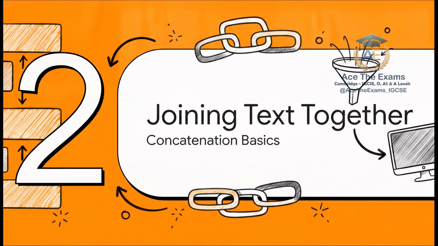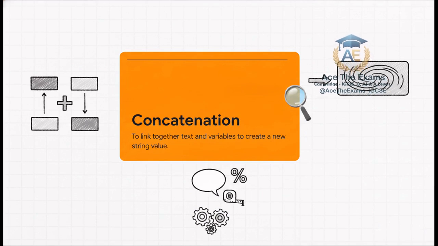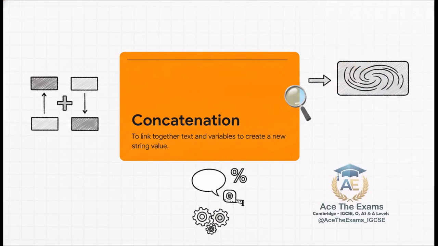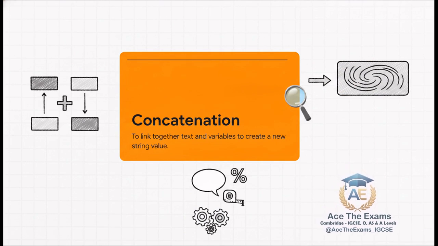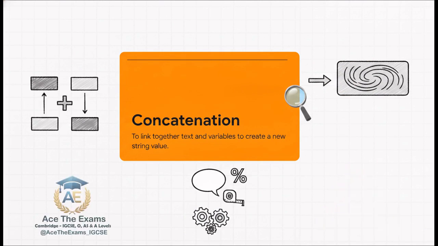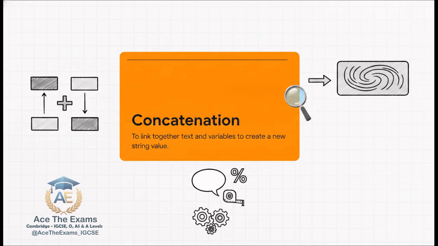Moving on to Section 2, joining text together. Let's look at how to build and link text seamlessly. Concatenation. Okay, it's a massive word, but as this definition shows, it simply means to link together. It's gluing pieces of text to one another. Concatenation is what gives context to your raw data.